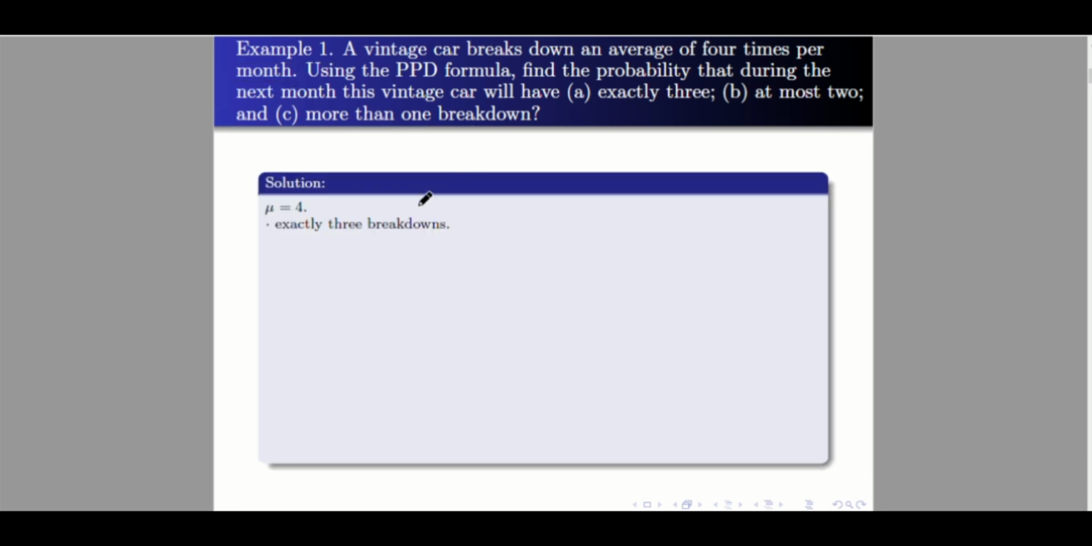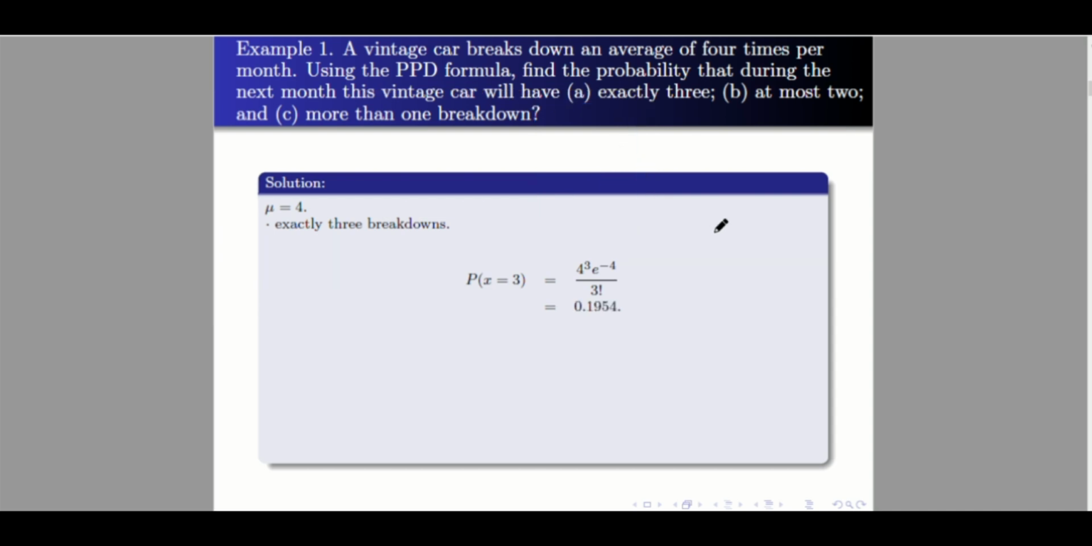For letter A, exactly 3 breakdowns. Take note, our mu, the average, is 4, 4 times per month. Our x is 3 because it's exactly 3. Reviewing, our formula is mu to the x, e to the negative mu, over x factorial. Our mu here is 4 and our x is 3. So 4 to the 3, e to the negative 4, divided by 3 factorial. Using your calculator, the answer is 0.1954.